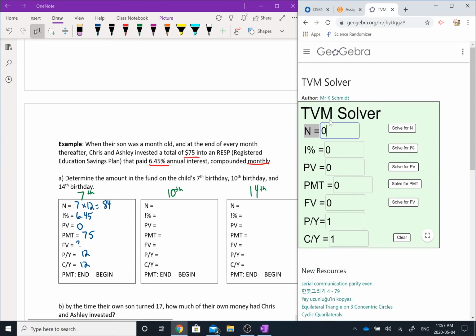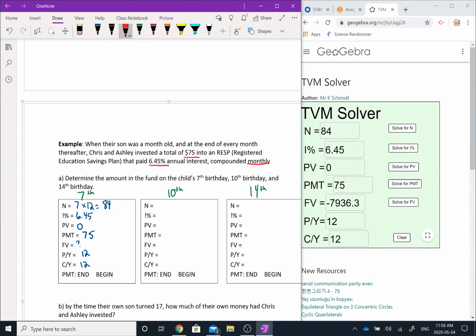Going back and looking at the question, that's where we get those key numbers from. Once we have those numbers, we can go over to our TVM solver to the right here and enter these values. So 84, 6.45, PV is 0, PMT is 75, FV we're going to leave as 0 because we're going to solve for that. PY and CY are both 12. And then we just click solve for FV. That is how much money we have after 7 years. So we have $7,936.03.